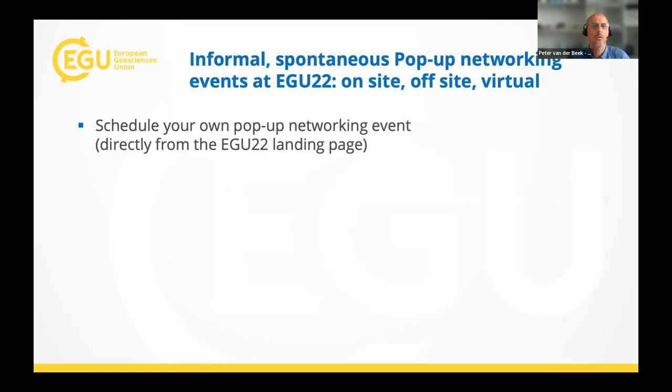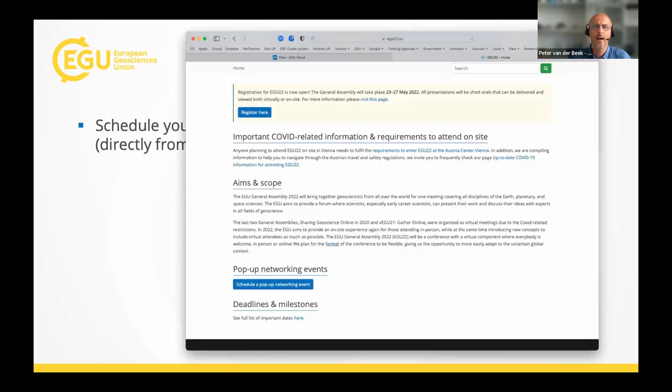You can also schedule your own pop-up networking event, and you can do this very simply directly from the EGU22 landing page, so from the General Assembly landing page. And if you go to that page, you will just simply find this button here that allows you to directly schedule a networking event, whether you want that to be on site in the Austria Center, off site somewhere else in Vienna, or online only. So these are just some of the features and possibilities.